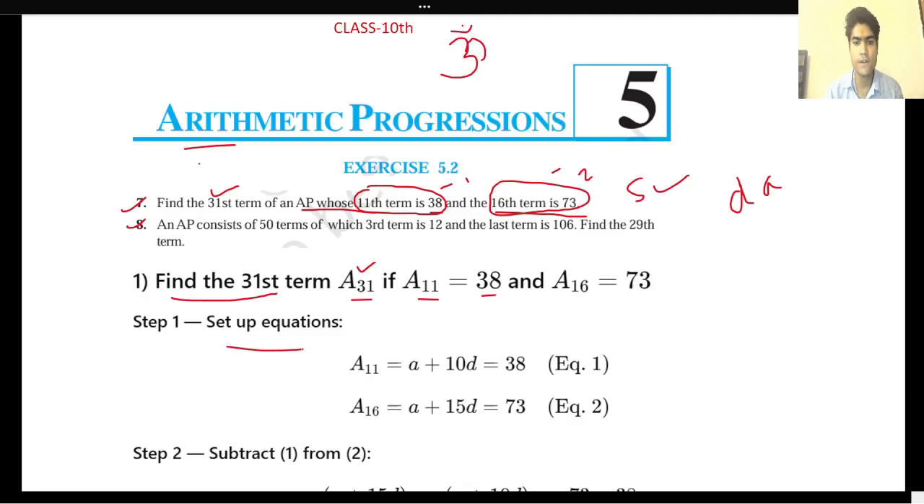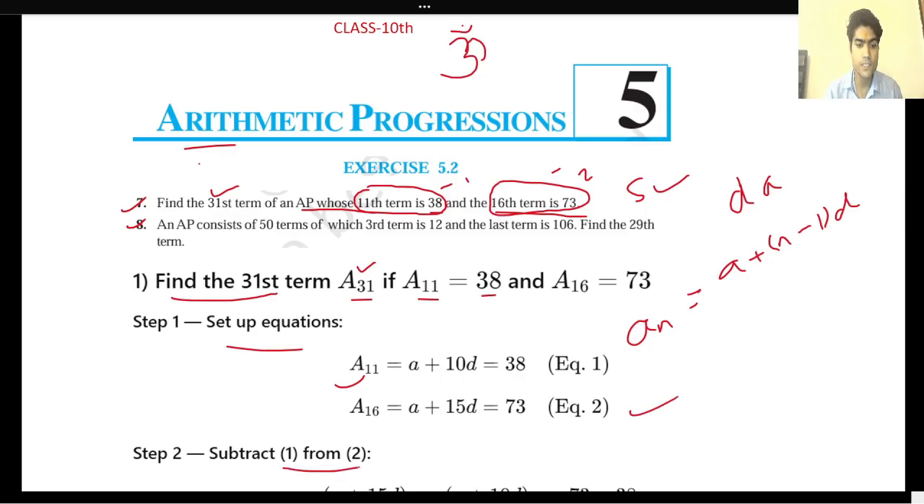Step 1, we have to make the equations. A11 is given by a plus (n minus 1) d. N is 11 here, so n minus 1 is 10, and 10d is equal to 38. We know the formula An equals a plus (n minus 1) d is what we use to find the nth term of any AP, right? Similarly, a plus 15d equals 73. This is equation number 2.